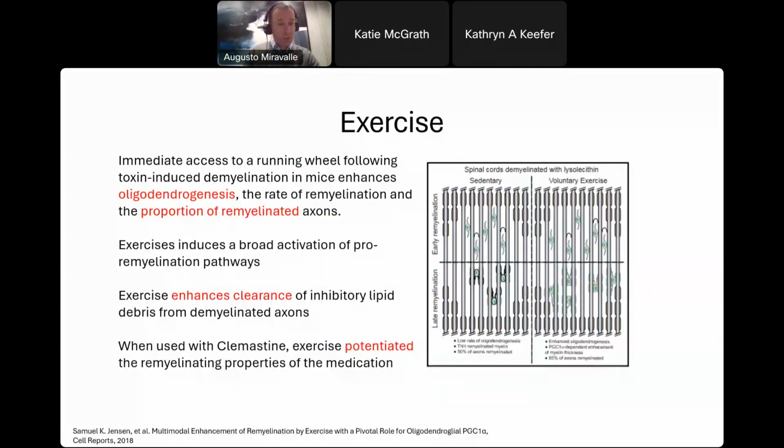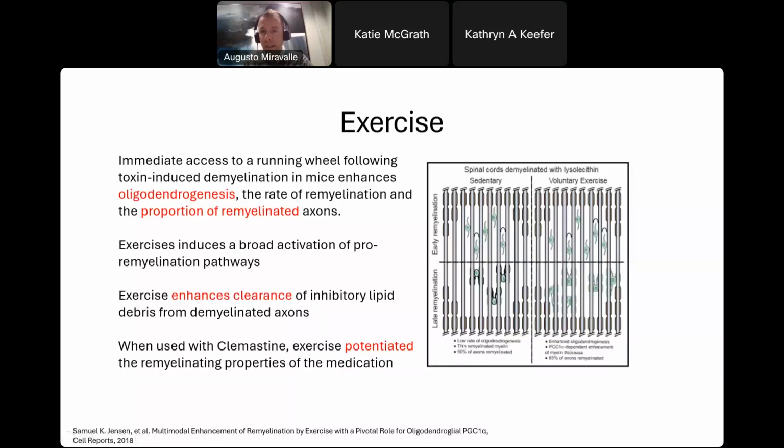To the question that was posted before, can we do anything outside of medications? The answer is yes. Not surprisingly, exercise is one of those things that perhaps has the strongest data for remyelination. And I just want to show you something. In the cartoon here on the right-hand side, if you look closely in between those vertical lines, these are the oligodendrocytes, right? Those are the cells that produce myelin.